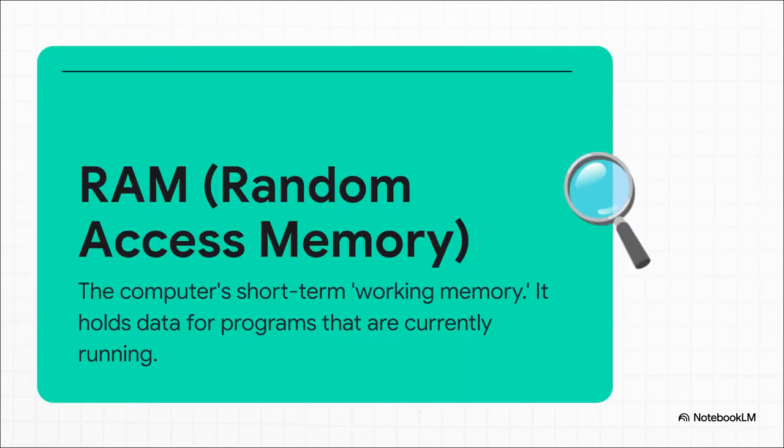Okay, so the CPU is blazing fast, right? But it needs a workspace, a place to put all the programs and data it's using right now. That's where RAM comes in. Think of it like your desk. The more stuff you're working on, the more desk space you need.